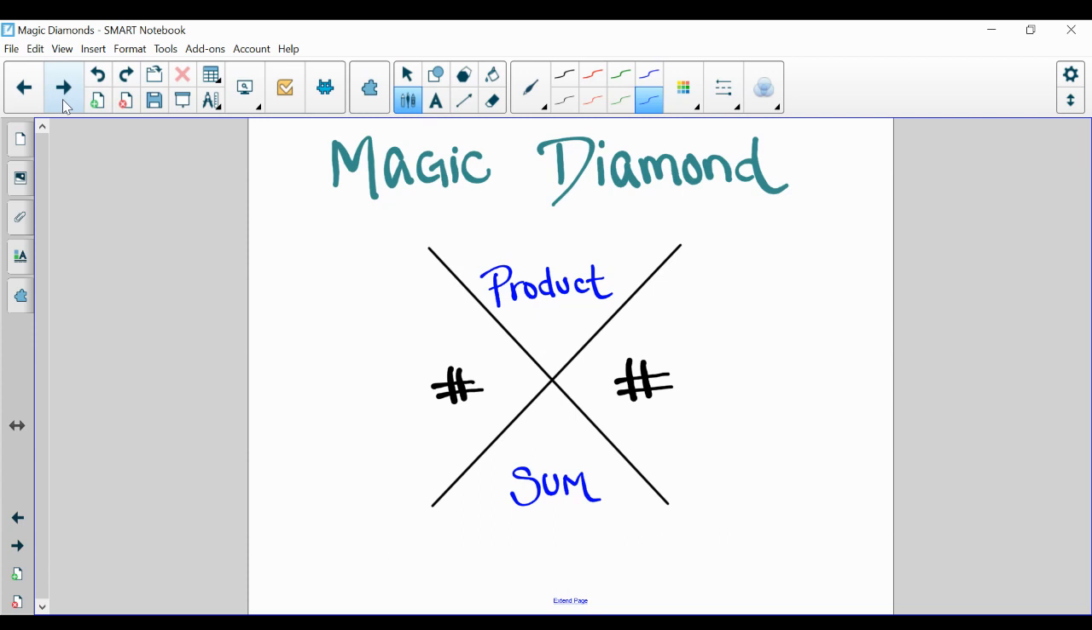So you can see that the top and the bottom are going to be your product on the top and your sum on the bottom. So remember, product implies multiplication, sum is addition. The way that you get your product and your sum are based on the two numbers that you can see I've written in black. Those are going to be on your left and your right.